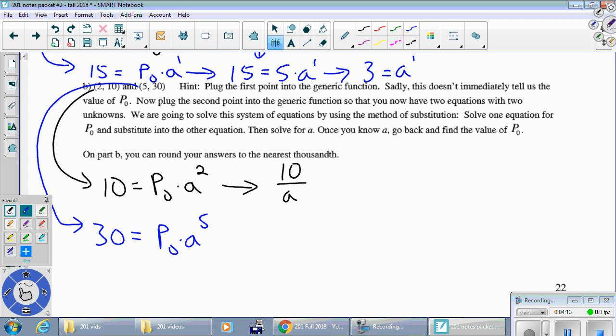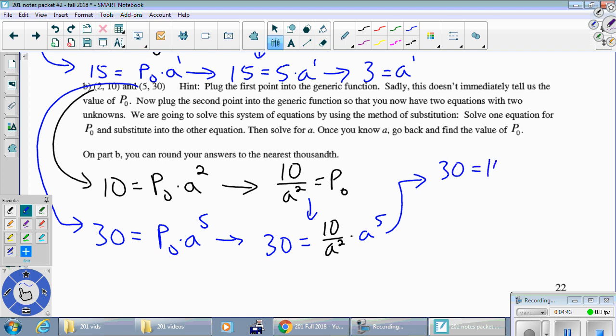So let's divide both sides by A squared. And then we're going to substitute that into the other equation. So 30 equals, instead of P sub 0, we put 10 over A squared. And then the A to the 5th is still there. Okay. And now some of these A's cancel, that's nice. The point of this is that this last equation has only one variable in it instead of 2. So we get 30 equals 10A to the 3rd. Trying to solve for A here. And the cube root is going to get us there. So cube root of 3, that's the value of A.